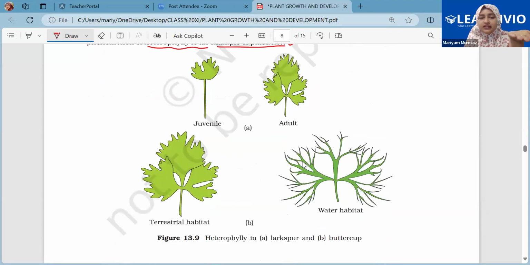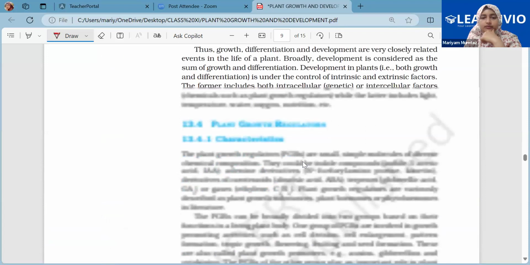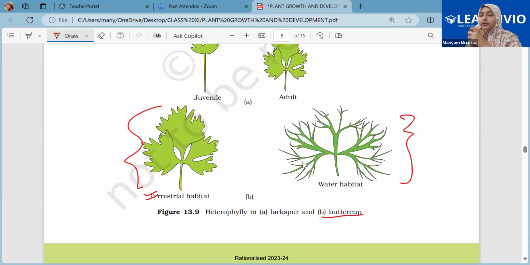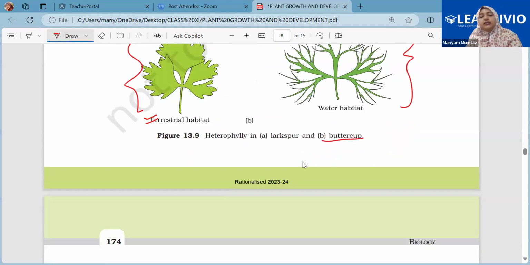These are the pictures. And see one more thing, like for buttercup, the leaves in a terrestrial habitat are like this. But in a water habitat, it will become like this. So depending upon the situation and the environment, the plants can adapt themselves or have different kinds of structures in the body, and that is plasticity.